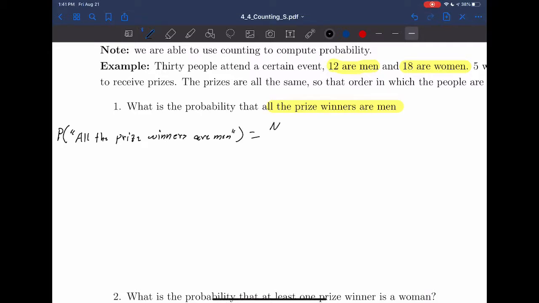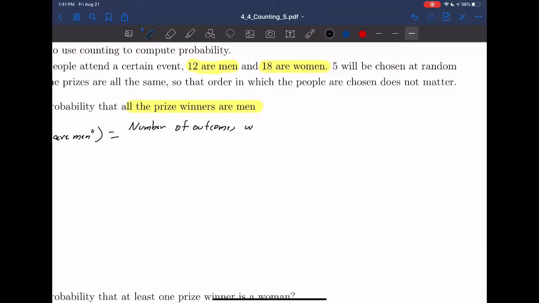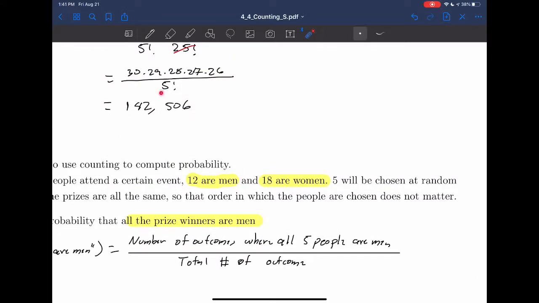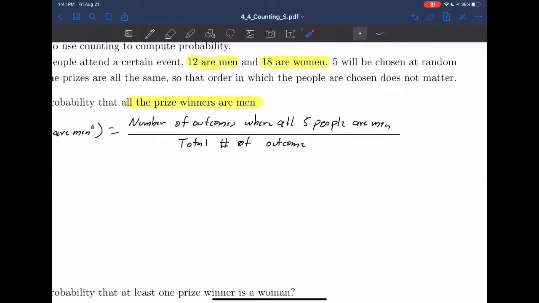This is going to be the total number of outcomes where all 5 people are men, divided by the total number of outcomes. But we already know the total number of outcomes. We just did it in the previous example, which is 142,506. So we already know the bottom number. It's the top number that we have to look for.